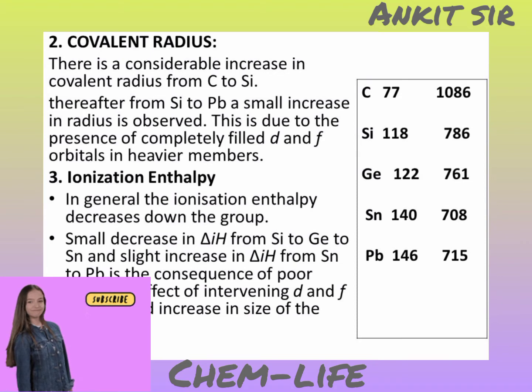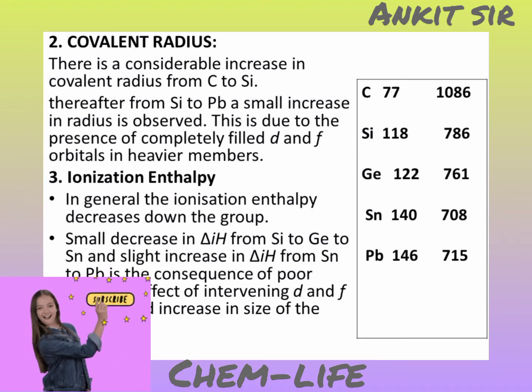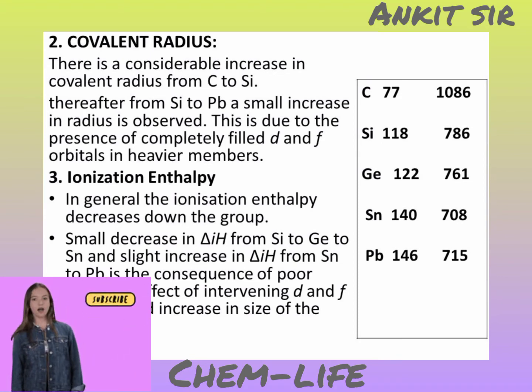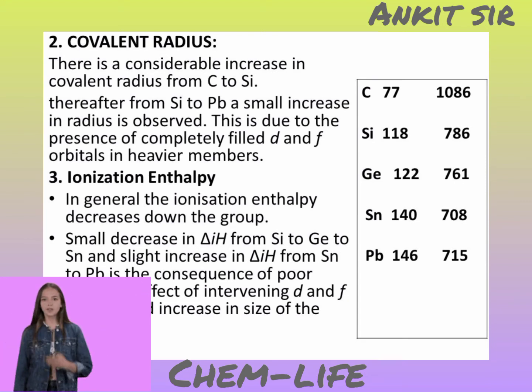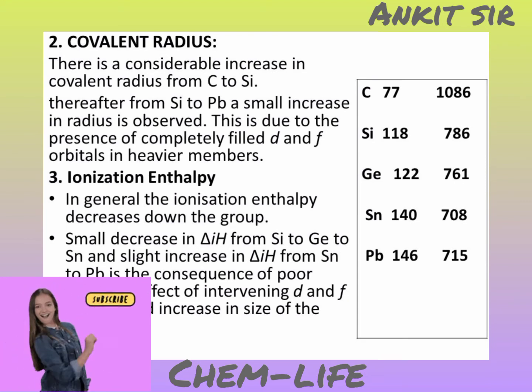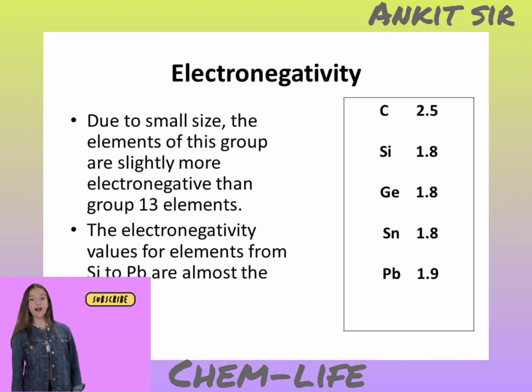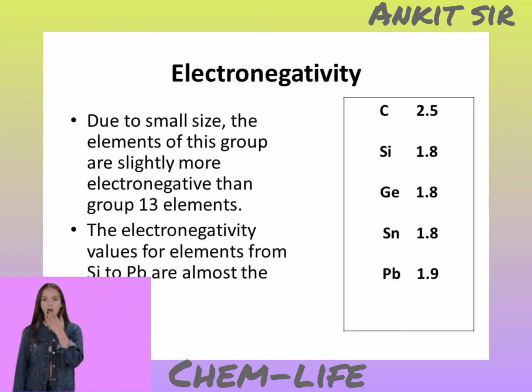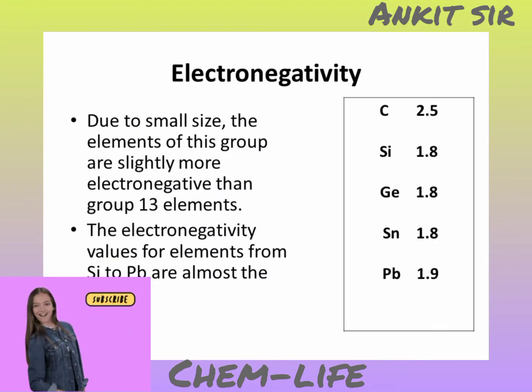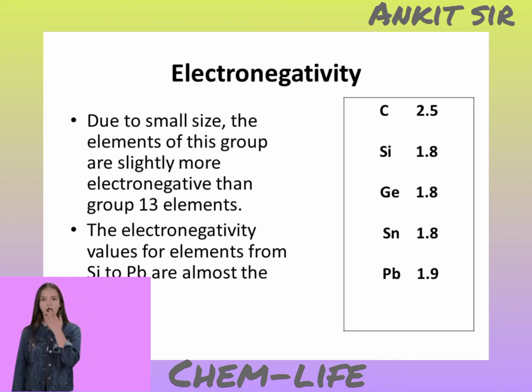Ionization enthalpy. In general, the ionization energy or enthalpy decreases down the group. The small increase from silicon to germanium and the slight increase from Sn to Pb is a consequence of poor shielding effect.